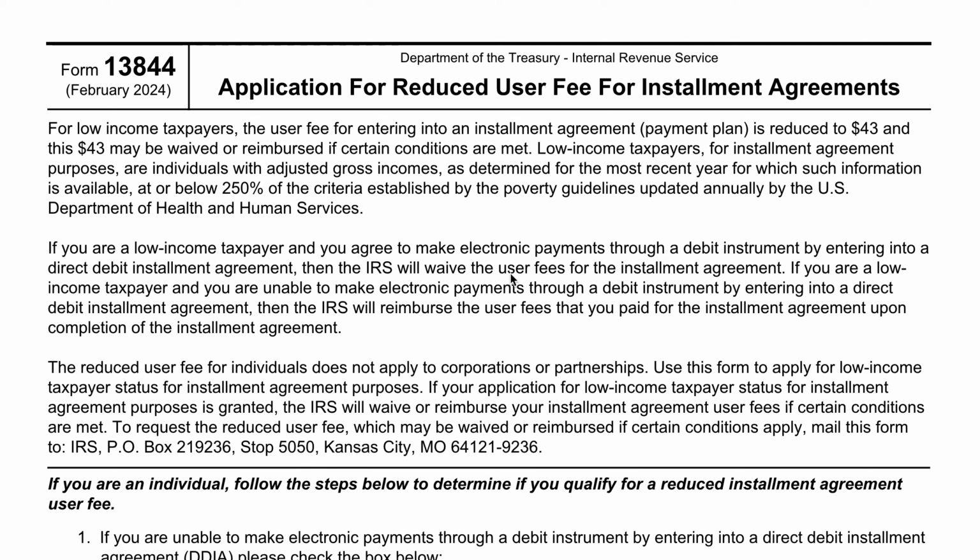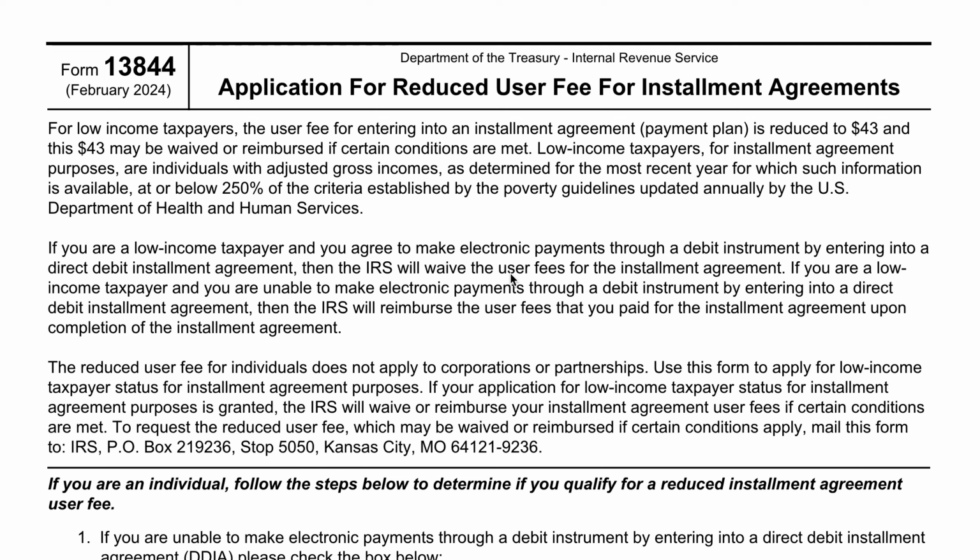So the first question that we should address is how the IRS determines a low income taxpayer. That's fairly straightforward. Basically, the low-income taxpayer status is defined by the federal government as an adjusted gross income at or below 250% of the poverty guidelines established by the U.S. Department of Health and Human Services.